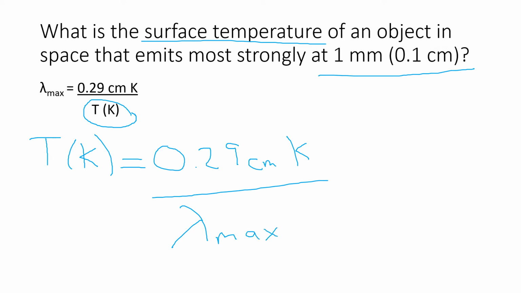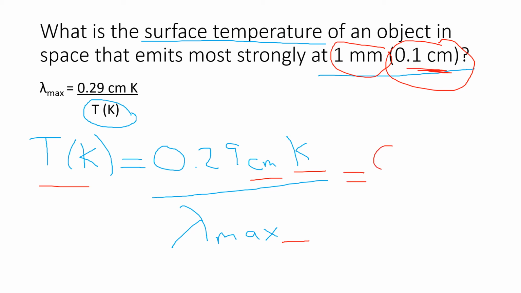Right? So the Kelvin on one side for the temperature will match the Kelvin over here in this constant. The centimeter here has to match a centimeter in lambda max. Now notice that we're given lambda max in two different units. We're given it in millimeters and we're given it in centimeters. In order to get the centimeters to cancel, we're going to have to use this value.